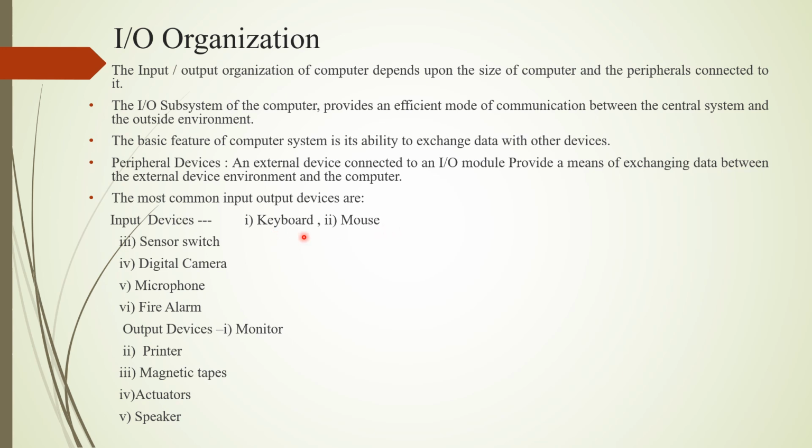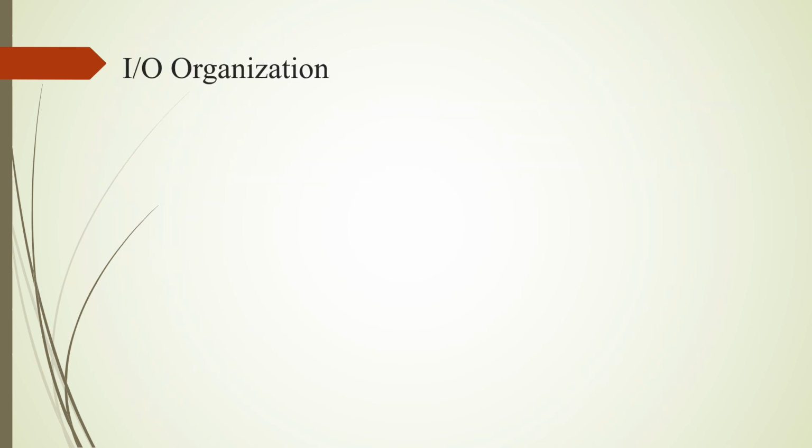Of these, keyboard, mouse, sensor switch, digital camera and microphone come under the input devices. Monitor, printer, magnetic tapes, actuators, speakers and fire alarms come under the output devices. The IO organization of a computer system is analyzed with the help of the types of external devices. External devices are categorized into three types.